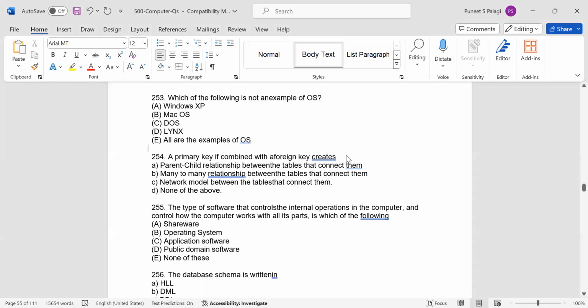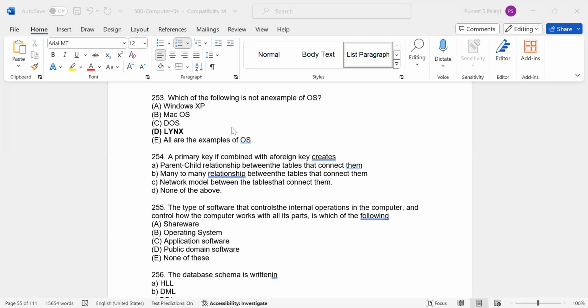Which of the following is not an example of the operating system? Is it Windows, Mac, DOS, Linux? So option D is the right answer. Linux is one of the most popular operating systems for command line interfaces. It is similar to the Unix operating system.